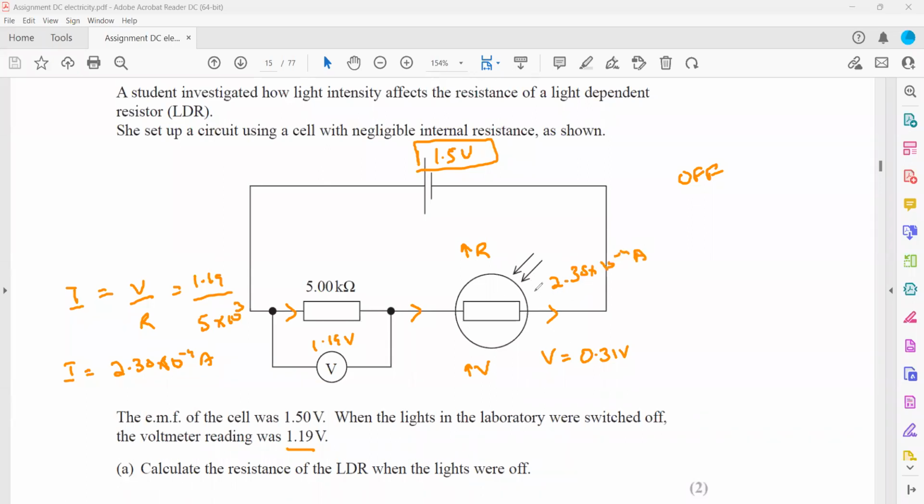Now we need the resistance. We have the current in the LDR and we have the voltage. So V is equal to IR, so R is equal to V divided by I. We want the voltage to current ratio. Voltage is 0.31 and current is 2.38 into 10 to the power minus 4. When we divide, we get the resistance, which is about 1300 ohms. So this is about the resistance of the LDR, light dependent resistor, when it is dark.